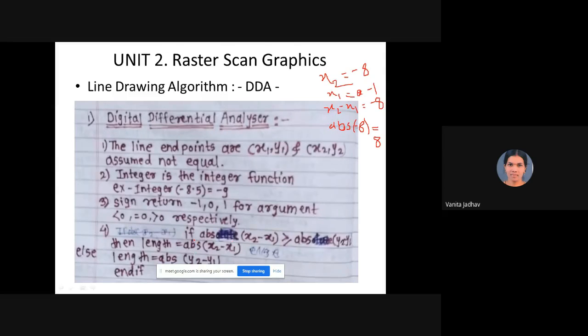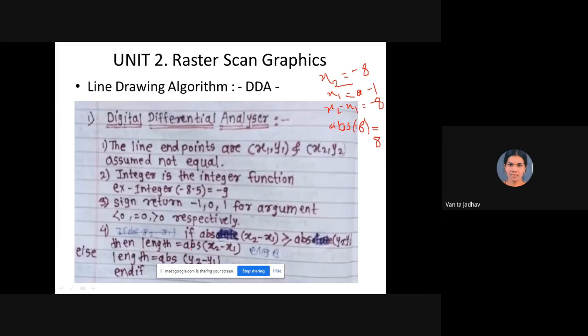So here the fourth step is nothing but: if absolute of x2 minus x1 greater than or equal to absolute of y2 minus y1. What is x2? x2 is the x coordinate of the second endpoint. x1 is the x coordinate of the first endpoint. y2 is the y coordinate of the second endpoint, and y1 is the y coordinate of the first endpoint. So we are comparing these two values, and based upon that we are calculating the length. Length is one of the variables used in this algorithm.